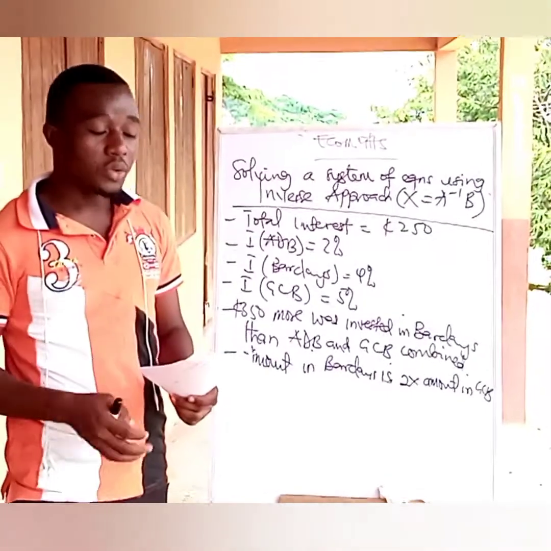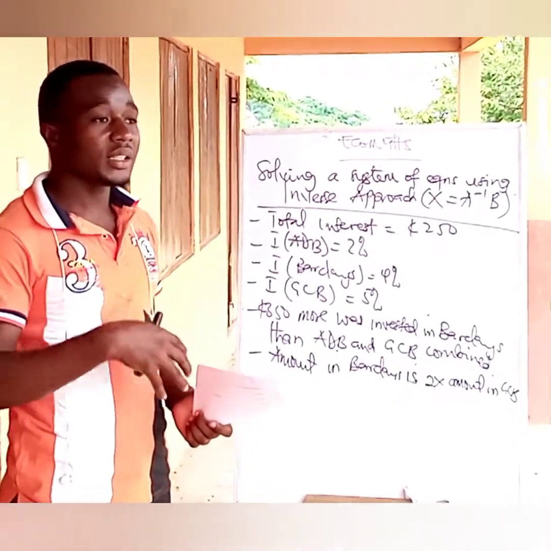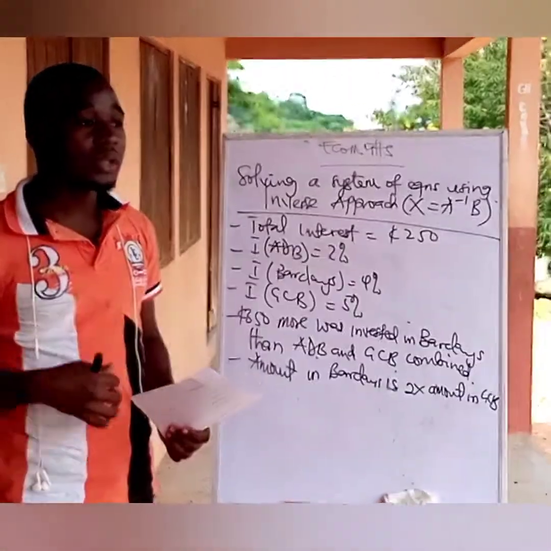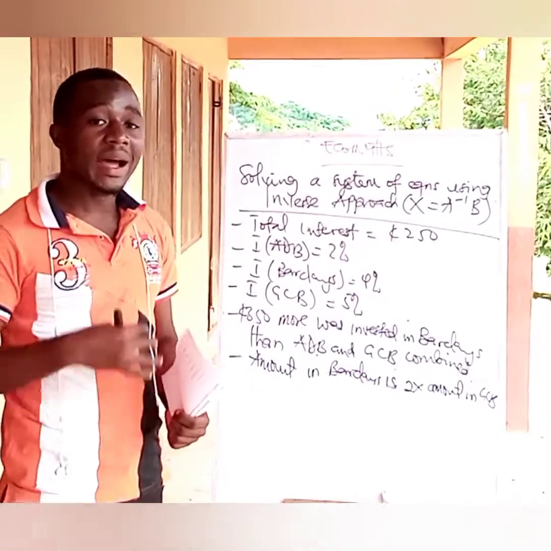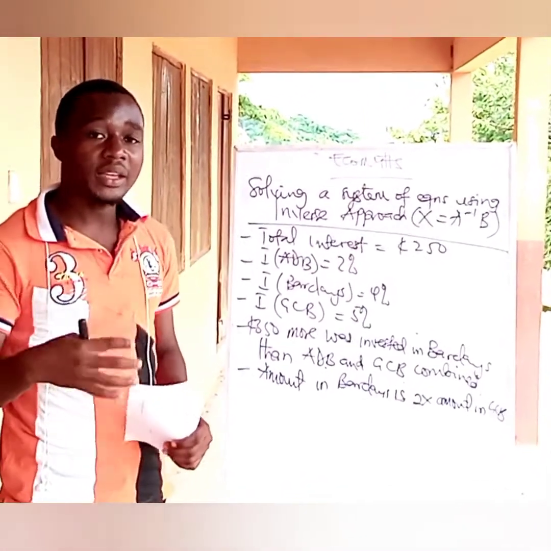The first question says we should write down the linear equations and cast them into matrix form, that is in the form AS equal to B. And the second thing we are supposed to do is to find the amount of money that was invested in all these banks, that's ADB, Barclays, and GCB.